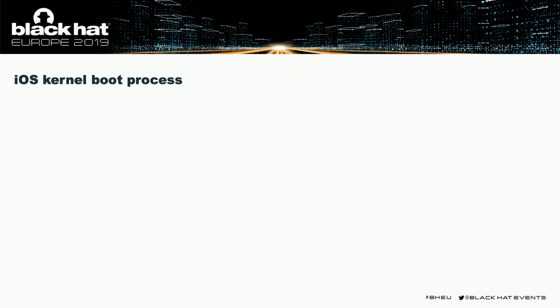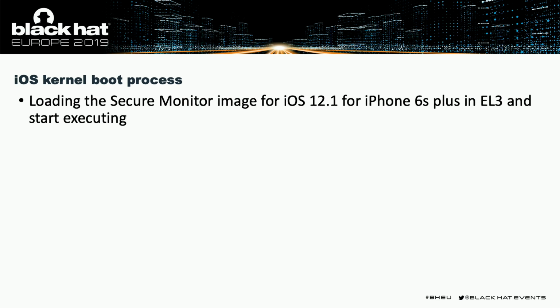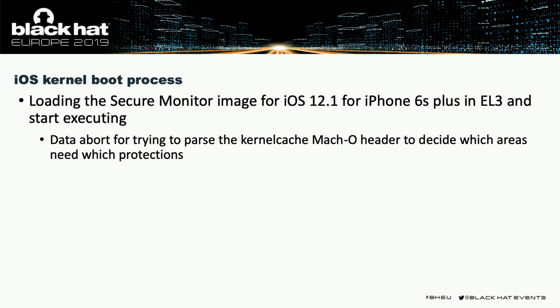All right, so were we now able to boot the kernel using this approach? Well, we started executing the secure monitor code, but soon enough we encountered a data abort exception. This happens because the secure monitor, in order to implement KPP, needs information about the different kernel sections so it can know what sections need protection and where they are loaded in memory. The secure monitor gets this information from the kernel's Mach-O header. But it seems that the secure monitor looks for this header in a location where it is not found, and therefore it triggers the data abort exception.